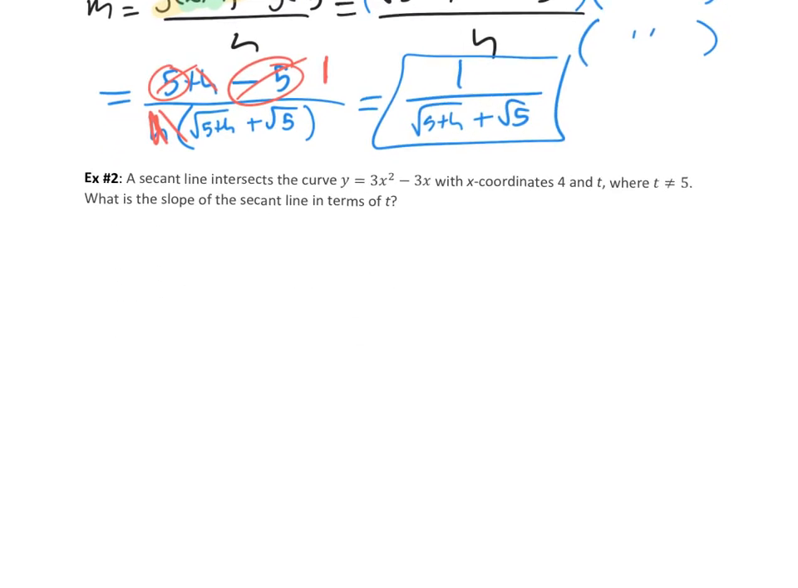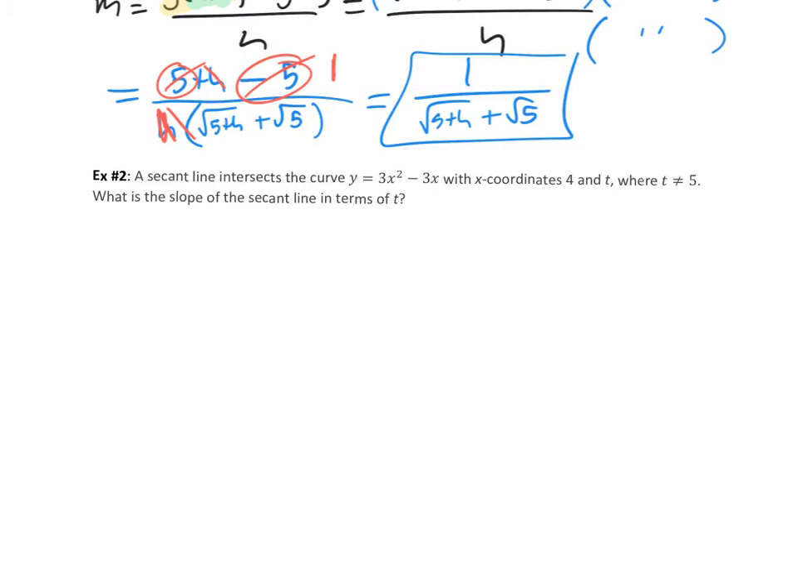Okay, so let's take a look at example 2, very similar problem. It says a secant line intersects the curve y equals 3x squared minus 3x with x coordinates 4 and t, where t does not equal 5. So that's a typo. That should say t does not equal 4. Just meaning t is just some other value. So again, I want you thinking of this as like x1 and x2, or kind of what we've been saying before, x, and maybe this is like your x plus h.